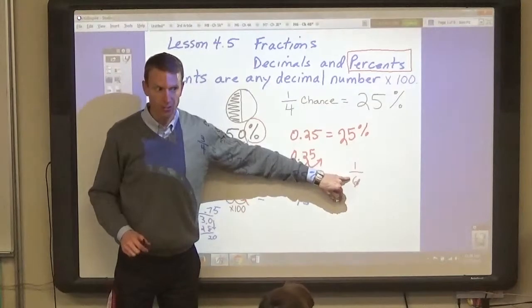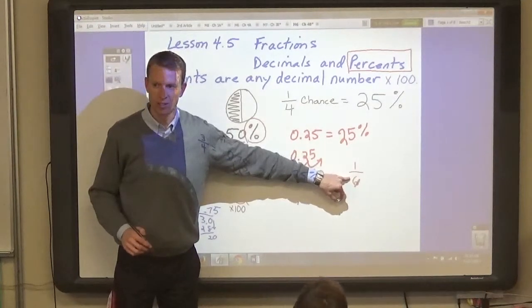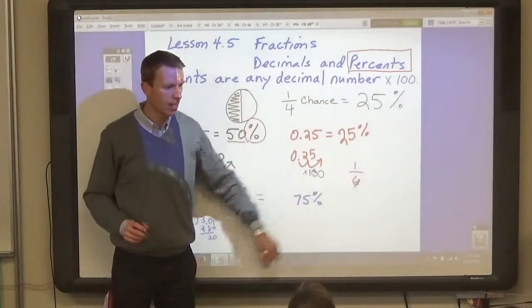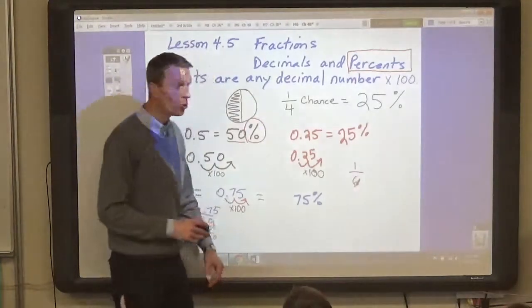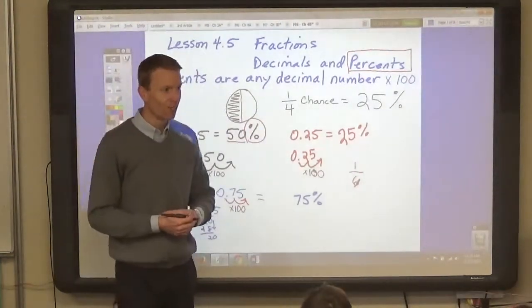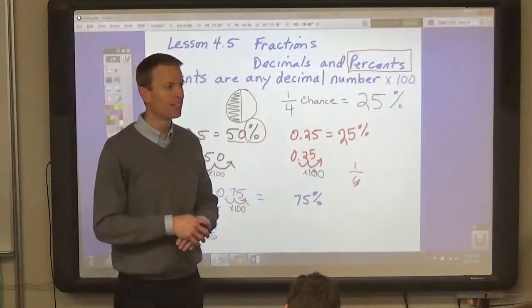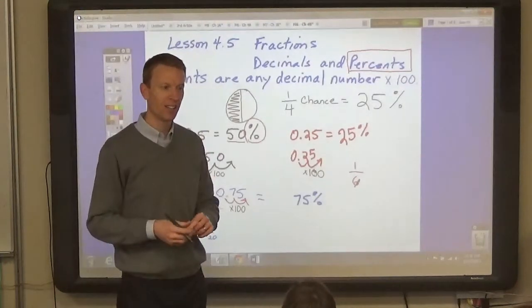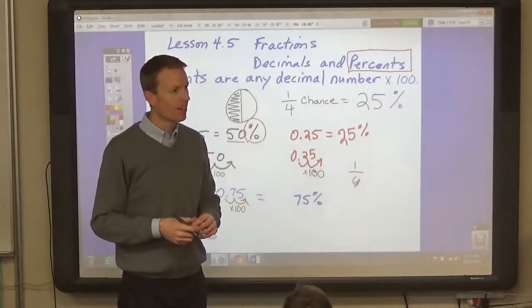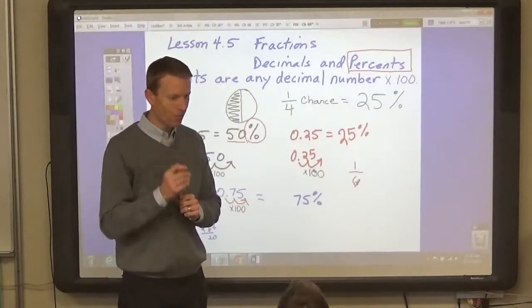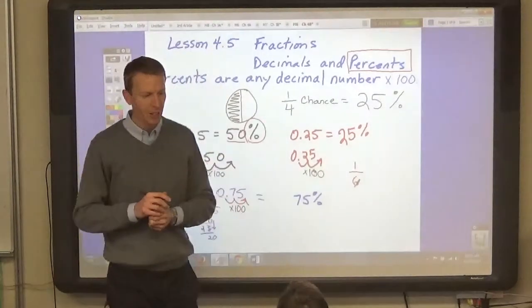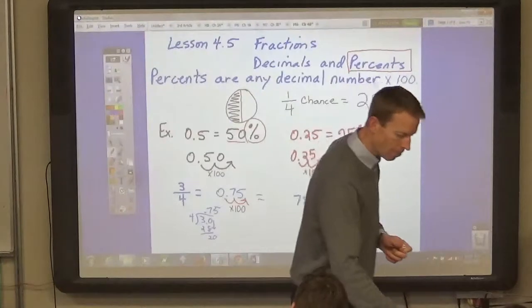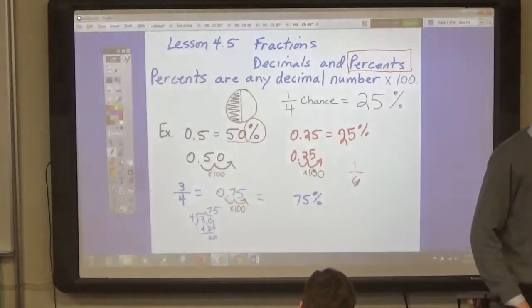1 by 6. We'd have to convert this to a decimal. So do that first, everybody. Do 1 divided by 6, not 6 divided by 1. Come on, this isn't difficult. You can do it. On your paper, do 1 divided by 6. Come on. I did it.